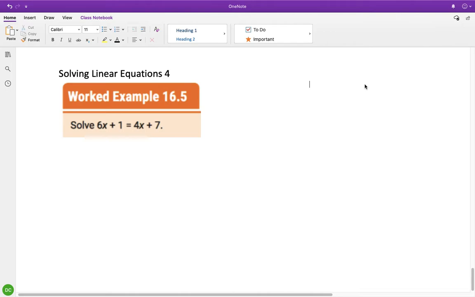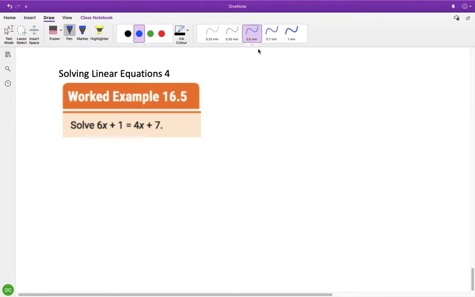So, moving on here to solving linear equations 4. So again, just increasing that complexity a little bit every time. We're nearly there, by the way. I think there's only one more.